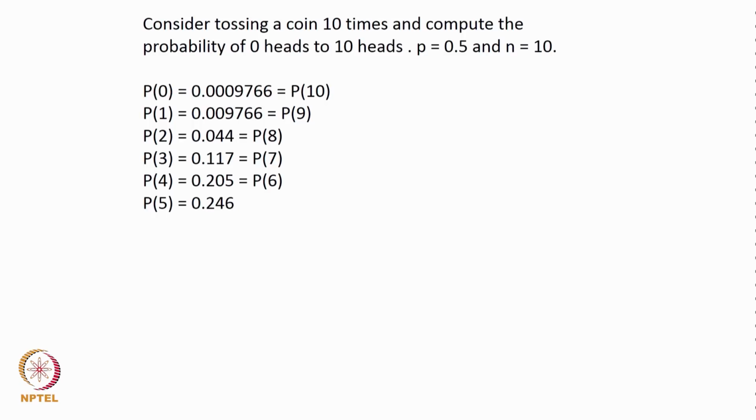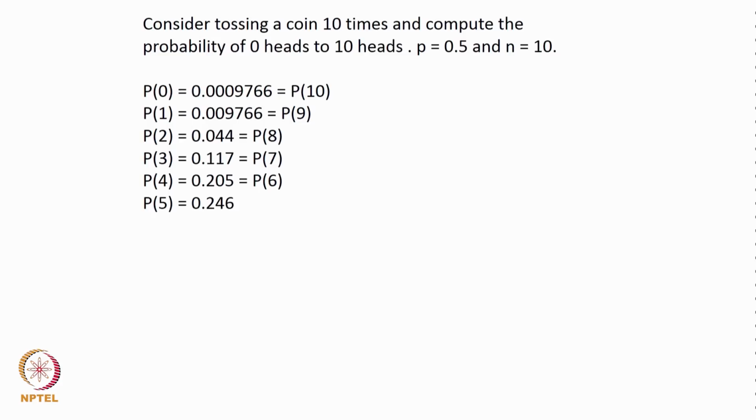So, probability of 0 heads will be equal to probability of getting 10 heads, which is equal to 0.0009766. Similarly, probability of getting 1 head will be equal to the probability of getting 9 heads. Please note, in this case, because p is equal to q, this happens, and both are equal to 0.5. So, 0.009766, p of 2 is equal to p of 8, 0.044, p of getting 3 heads is equal to p of getting 7 heads, which is 0.117, p of 4 is equal to p of 6, 0.205, and p of 5 is 0.246. So, if we add from p of 0 to p of 10, we will get 1.